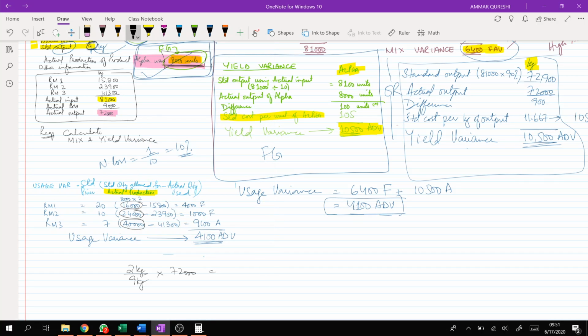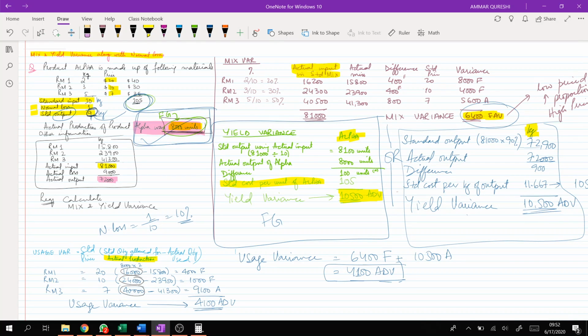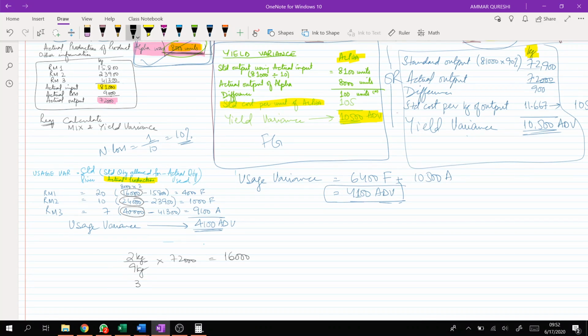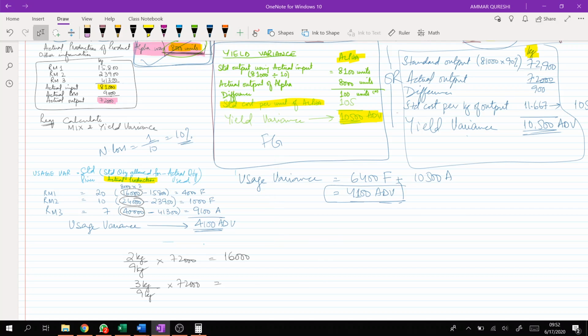That gives 16,000. If you are doing it in kilograms, you can also do it. The second raw material is 3 kgs, right? So 3 kgs divided by 9 kgs multiplied by 72,000 should be equal to 24,000. So we can plug in these figures, deduct actual figures and then multiply by the standard rate.